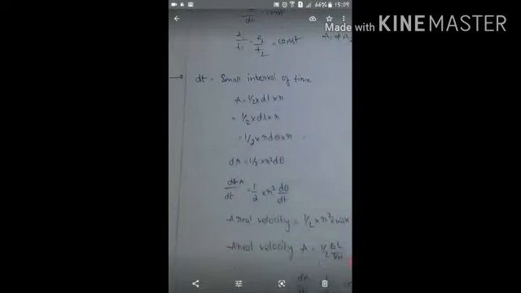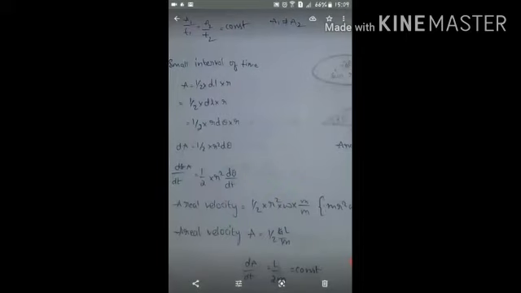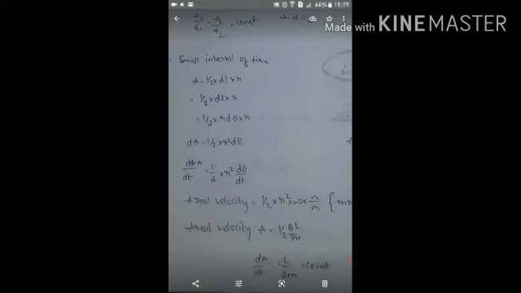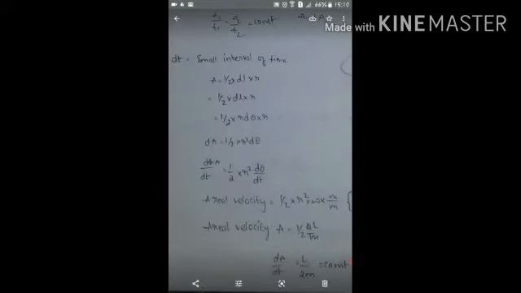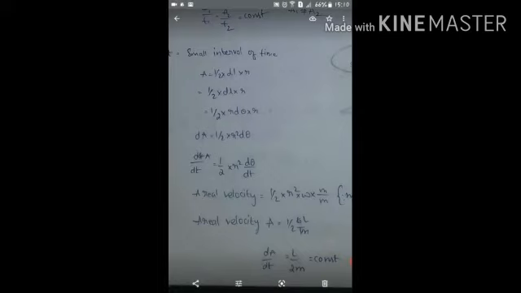dA is equal to half into r squared d theta. We divide by dt on both sides, then we get dA by dt is equal to half into r squared into d theta by dt.